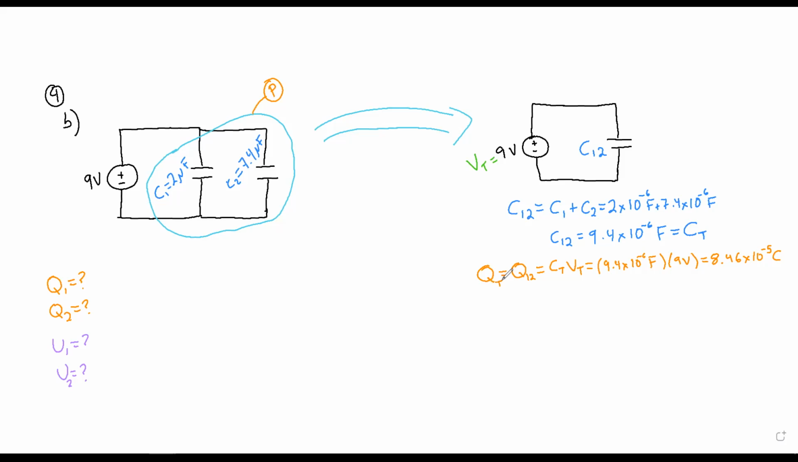Okay. We can also find the total energy. We can use any formula we want. So the total energy, I'm going to use 1/2 of C total V total squared. This would be 1/2 of 9.4 times 10 to the minus 6 farads times 9 volts squared. What would be the total energy?